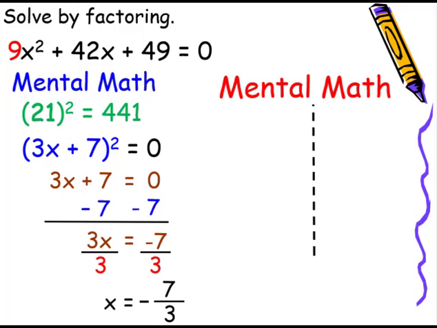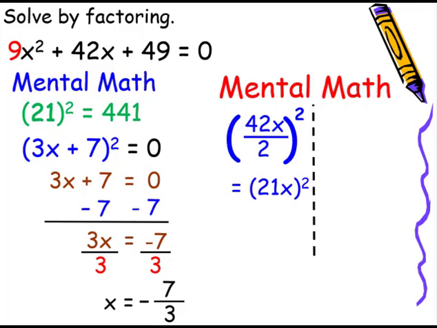Let's take a look at a more detailed check. 42x divided by 2 squared is equal to 21x squared, which is 441x squared, which is the same as 9x squared times 49, which is 441x squared. This concludes the lesson for today.